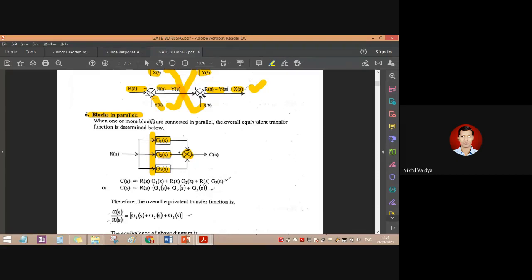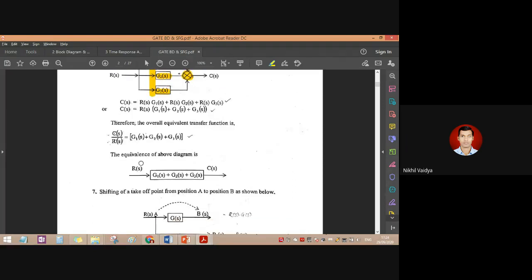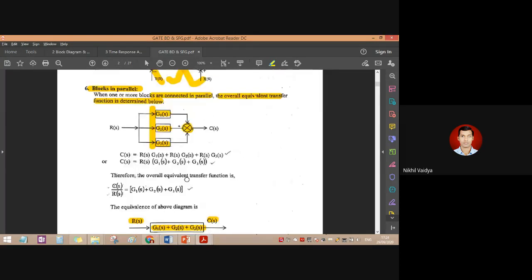That's why they are called in parallel to each other. When one or more blocks are connected in parallel, the overall equivalent transfer function is determined below. So how to write their overall transfer function? Finally, we can write them like this: additions with each other. C of s upon R of s is equal to G1 of s plus G2 of s plus G3 of s. So when they are in parallel, we just have to add them.